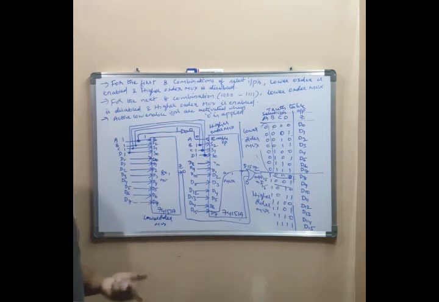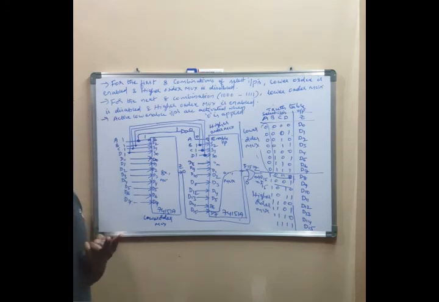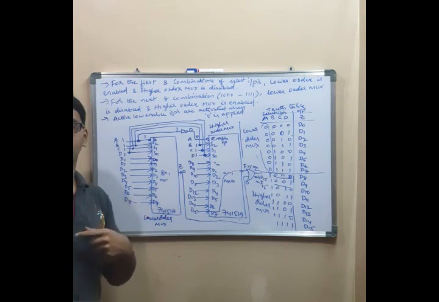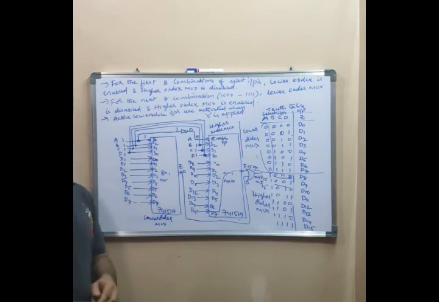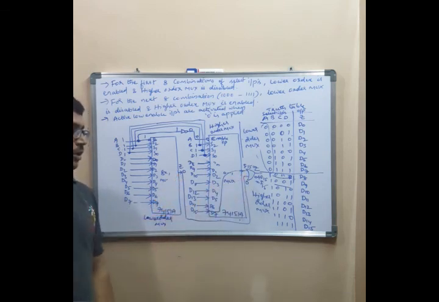So in order to design a 16 into 1 mux using 8 into 1 multiplexers, we require two 8 into 1 multiplexers, and we are making use of enable inputs, active low enable inputs, and we are taking an OR gate. We are connecting the two outputs of the 8 into 1 multiplexers to an OR gate in order to get the single output. As the multiplexers have only single outputs, you have to connect these two outputs to an OR gate so that it will become a 16 into 1 multiplexer.